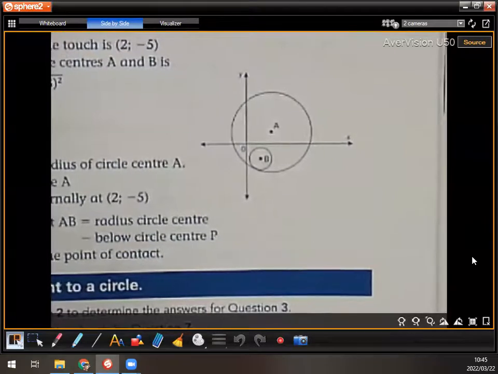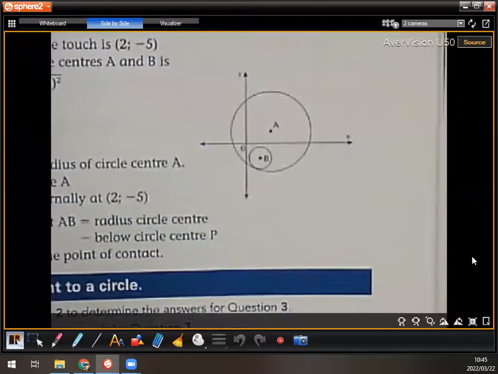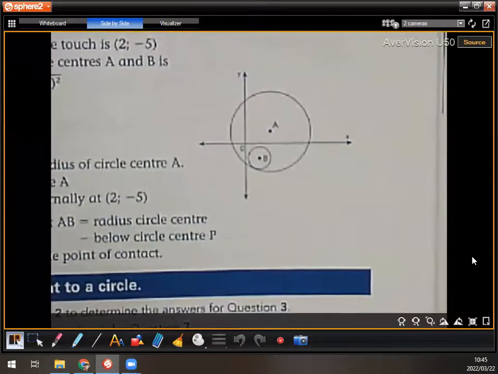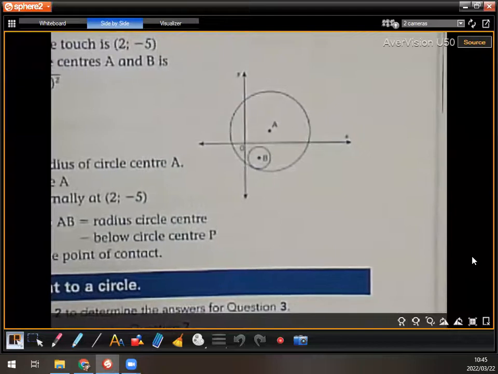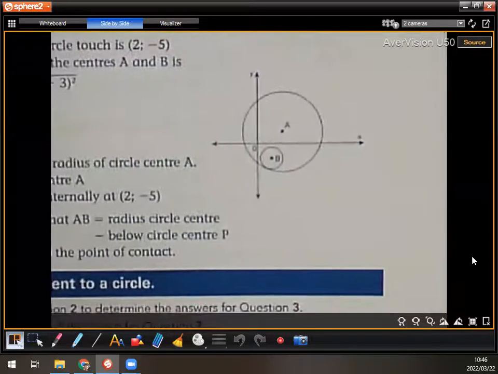Does it make sense? So what I've said is that the circle with center B is smaller than the one with center A because the radius is smaller. So if they want us to prove that they touch internally, that means that the smaller one has to lie inside the bigger one. They also could have asked us to prove that they touch each other externally. In that case, the sum of the two radii would have to be the distance between the centers. That's all.